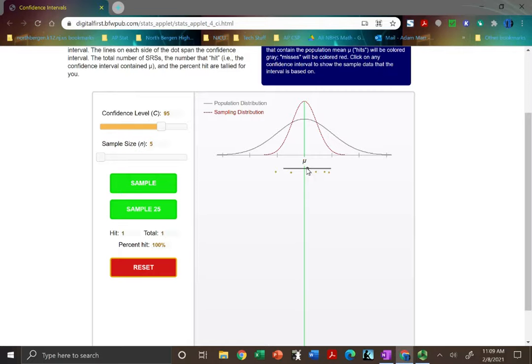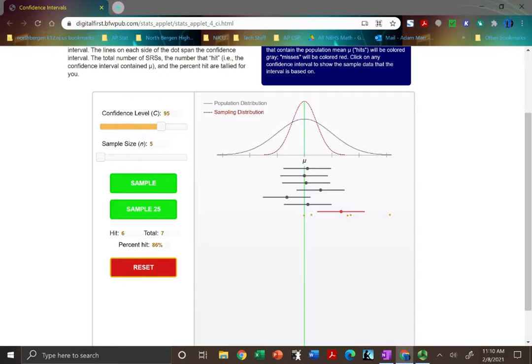This is the point estimate, and to the left and to the right is the margin of error. So this actually hit it right here. Let's do another one. Yes, yes, yes, yes, yes, no. Okay, so on the 7th one, it did not hit the actual true population mean, or let's just call it the true mean. It did not.